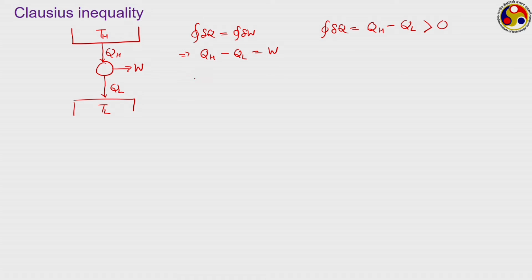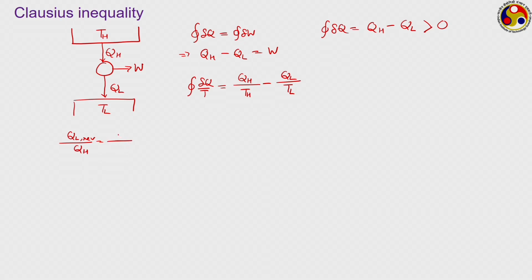Now, we take the quantity cyclic integral of del Q upon T. So, how much will that be? There T is the absolute temperature, so that is always a positive quantity. So, the sign of this one will depend upon the sign of Q. So, you have QH upon TH minus QL upon TL, because QL is negative. Now, we have just seen that following the Carnot principle, for a reversible one we can say that QL reversible upon QH is equal to TL upon TH.